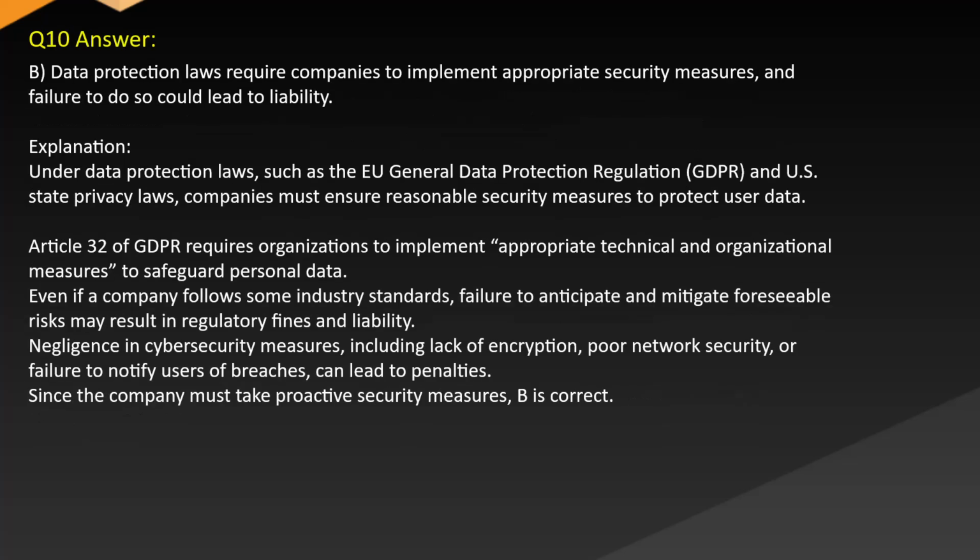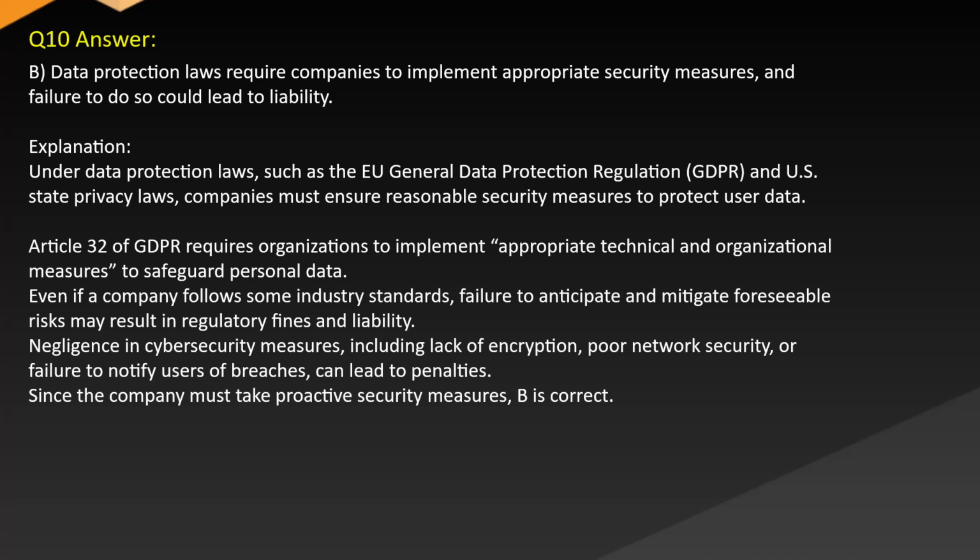Answer: B. Data protection laws require companies to implement appropriate security measures, and failure to do so could lead to liability. Explanation: Under data protection laws such as the EU General Data Protection Regulation (GDPR) and US state privacy laws, companies must ensure reasonable security measures to protect user data. Article 32 of the GDPR requires organizations to implement appropriate technical and organizational measures to safeguard personal data.